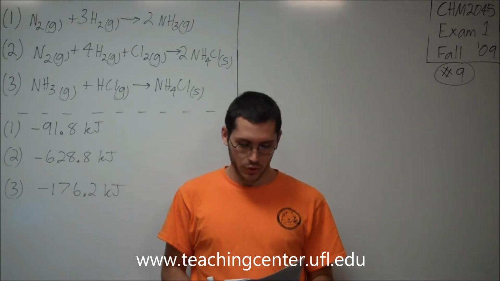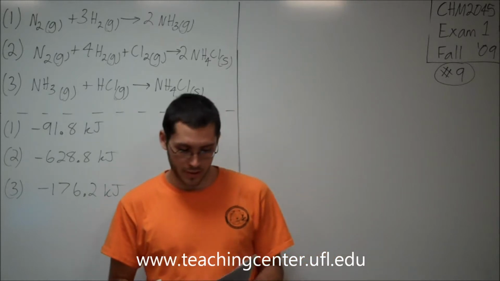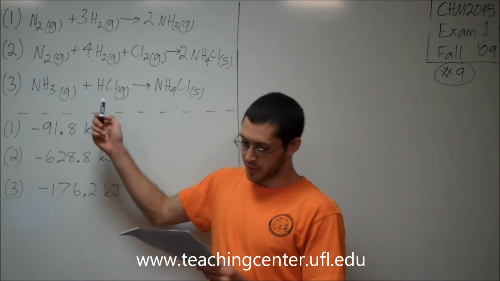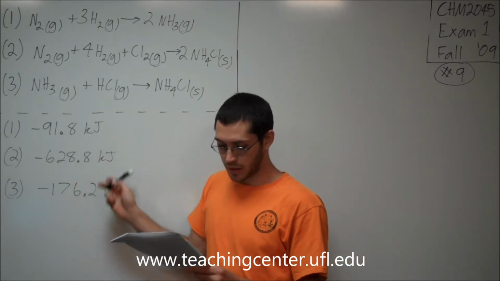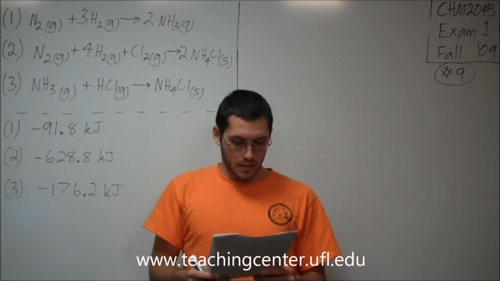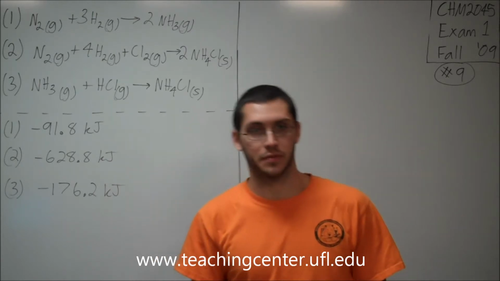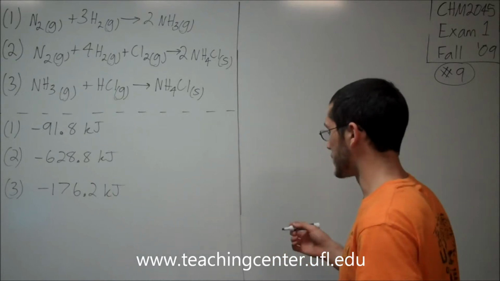This is number 9, Chem 2045's Fall 2009 Exam 1. Number 9 says, use the following information to find the enthalpy of formation of gaseous HCl. It gives us 3 reactions, their enthalpies of reactions, and then asks us to find the delta HF of HCl.